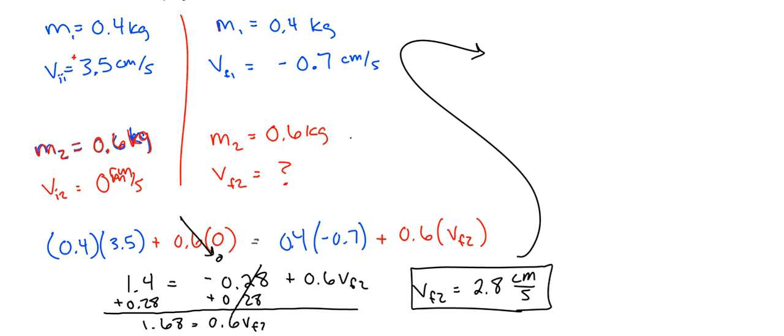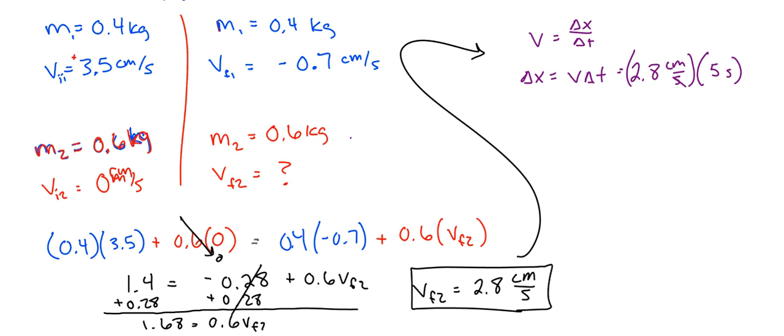So if you remember, velocity is change in position over change in time. That means change in position is just velocity times the amount of time. We know it's going 2.8 centimeters per second, and it's traveling for 5 seconds. See, the seconds are going to cancel each other out. And so the change in position is just 2.8 times 5, or 14 centimeters. The end.